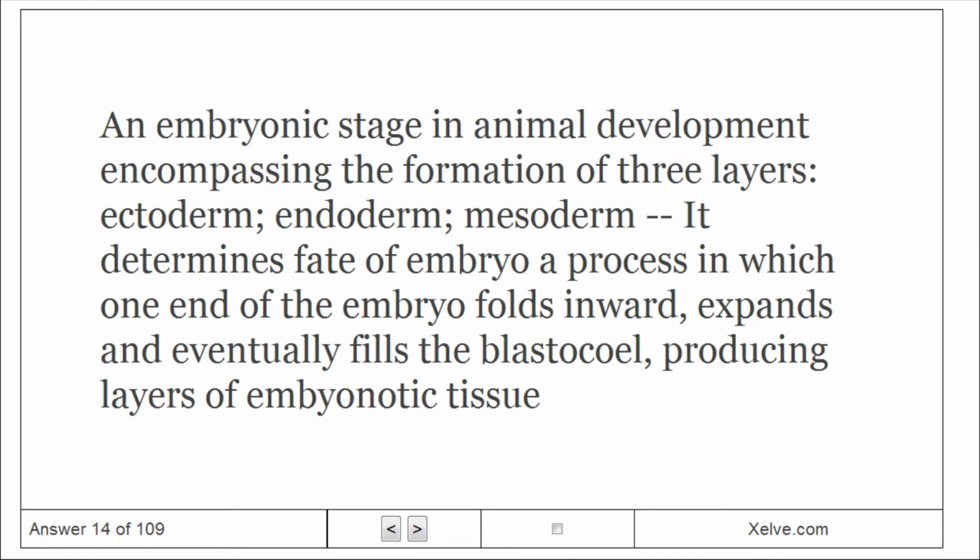Gastrulation: an embryonic stage in animal development encompassing the formation of three layers: ectoderm, endoderm, and mesoderm. It determines the fate of the embryo, a process in which one end of the embryo folds inward, expands, and eventually fills the blastocoel, producing layers of embryonic tissue.